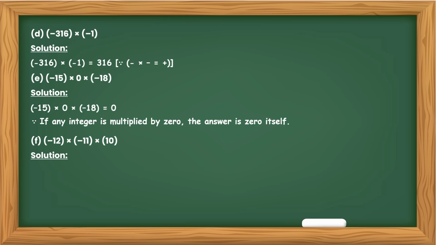Okay, so the F question is minus 12 into minus 11 into 10. In this, first we'll multiply 12 into 11. 12 into 11 is 132. Again minus into minus is plus. So it is plus 132 into 10. And 132 into 10 is 1320.